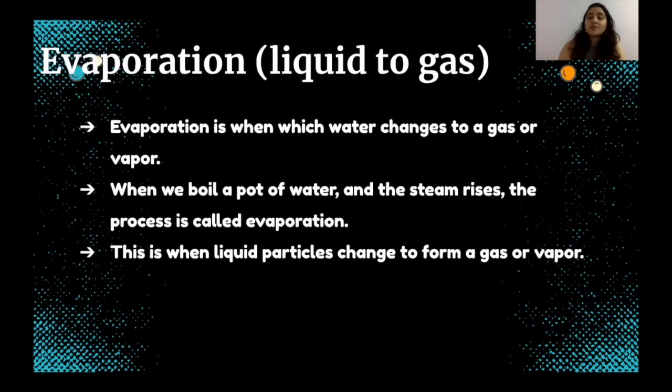Evaporation is when we want to turn liquid particles into gas. So this is when water changes into gas or vapor. And for example, when we boil a pot of water and there's steam that rises from the top of it, that is the process of evaporation. This is when liquid particles change to form a gas or vapor.